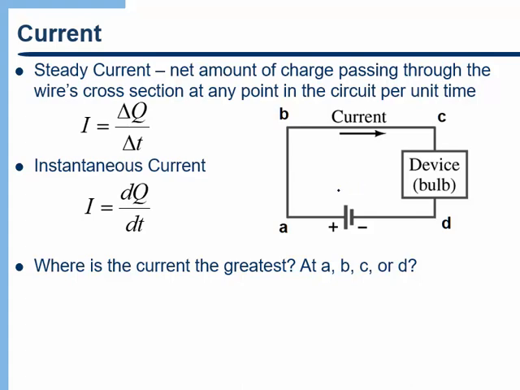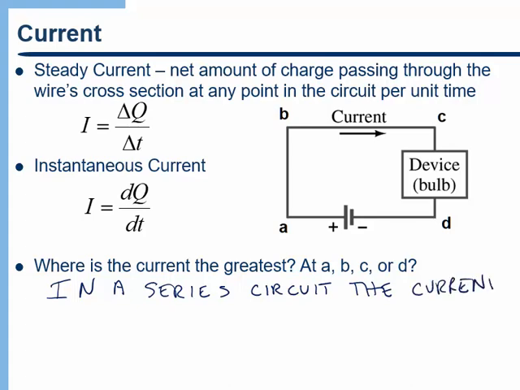So I want to look at this simple circuit where we've got our current going around like that. And the question is, where is the current greatest? Is it greatest at point A, point B, point C, or point D? Well, if you answered that it's the same everywhere, you were correct. So this is really important. In a series circuit, the current is the same everywhere.